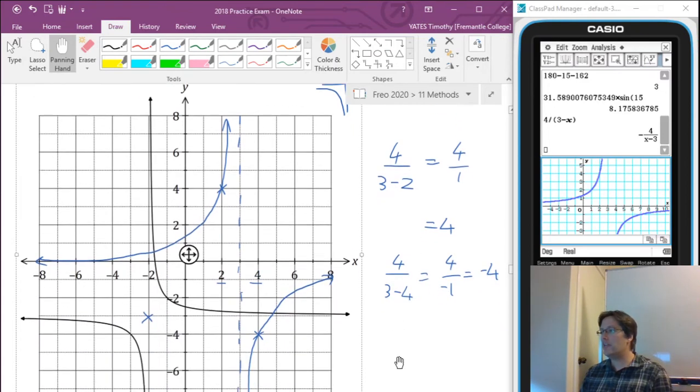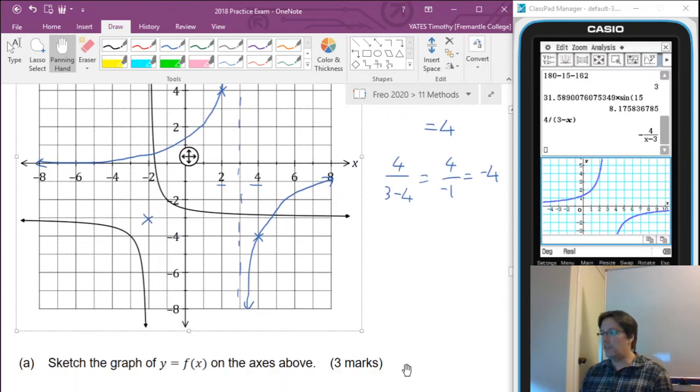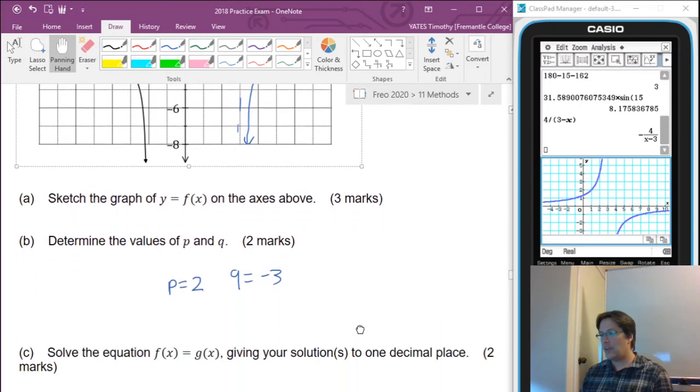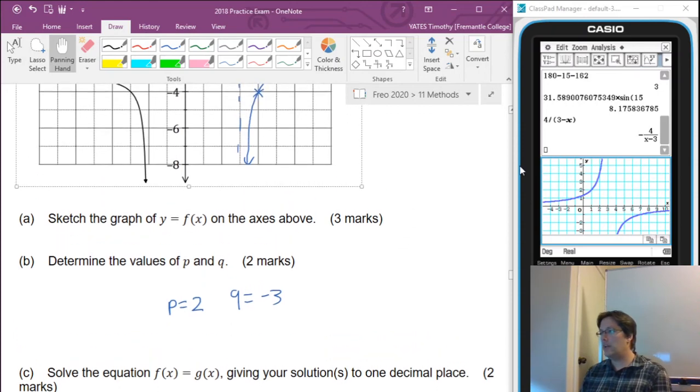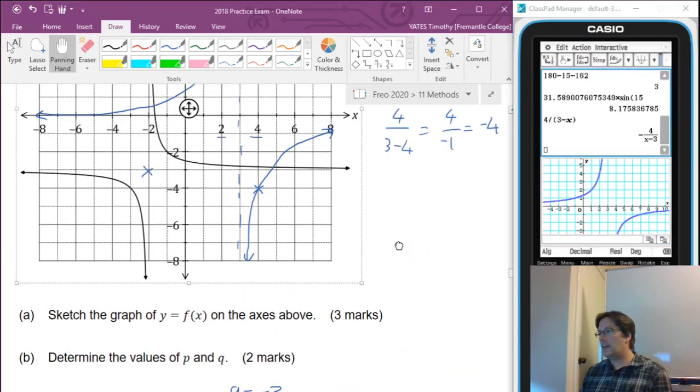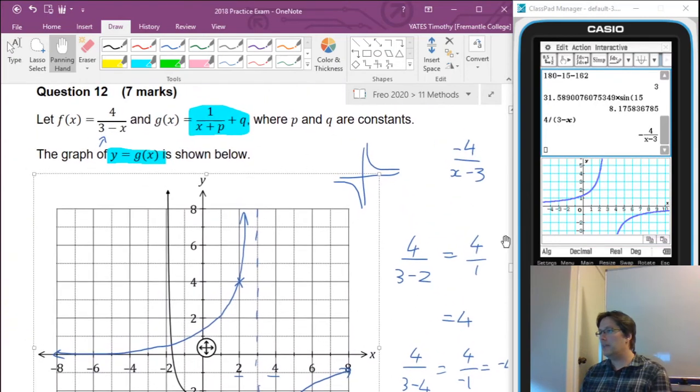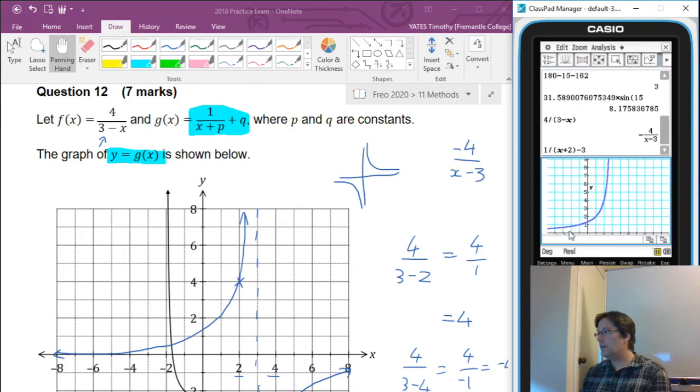Remember, the calculator is a great little tool, so you can always use it to work out your answers. Okay. So, in fact, let's do this one now. We want to solve the equation of where that one equals the other one. So let's do exactly that. So that is going to be 1 divided by x plus 2, and then we subtract 3. Let's put that one down here.